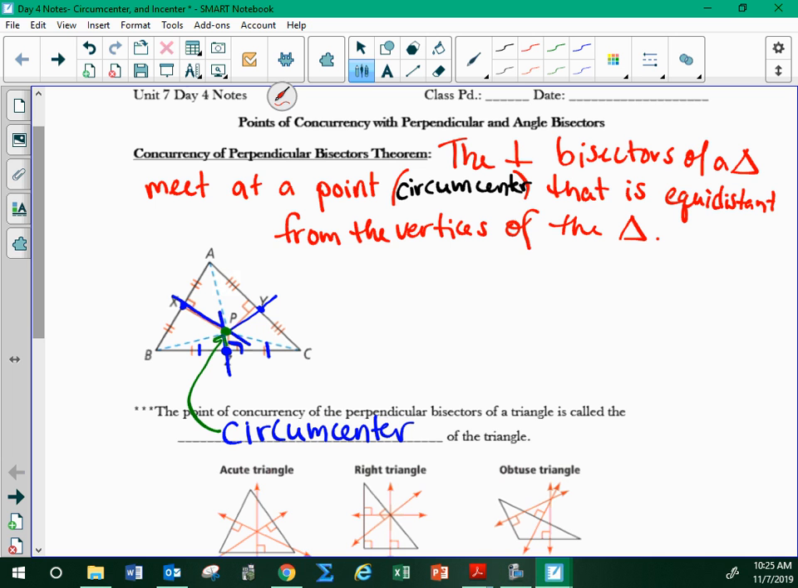Now, when I'm saying the vertices, what are the vertices of the triangle? The vertexes, okay. Where the two sides intersect. Good. Where the two sides intersect, or like the corners.